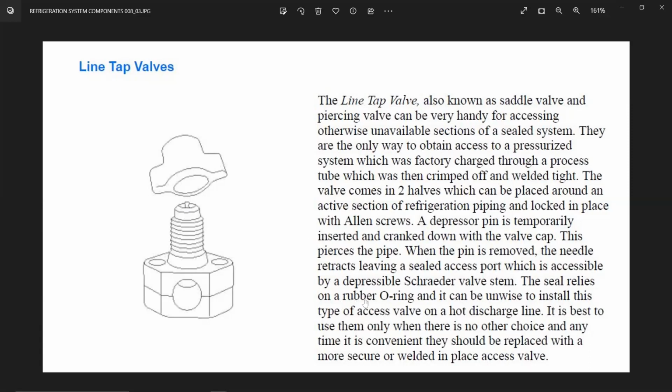The seal relies on a rubber ring. It can be advised to install this type of access valve on a hard discharge line. So it should not be on a hard discharge line, because the rubber o-ring could leak. It's best to use them only when there is no other choice.